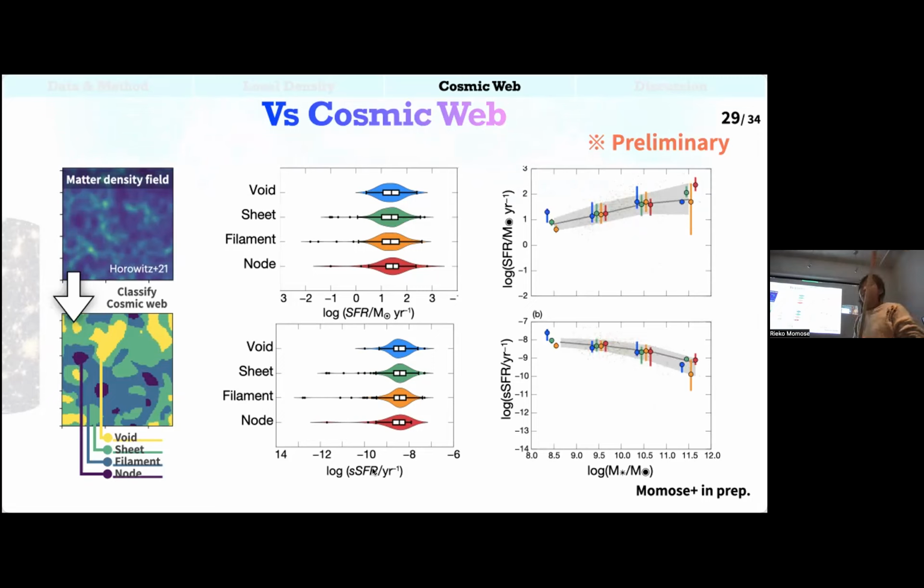The color usage is the same as before. Then all structures were found to show a comparable value in star formation rate and specific star formation rate within the error. It indicates a weak dependence of star formation activities on the cosmic web structures.